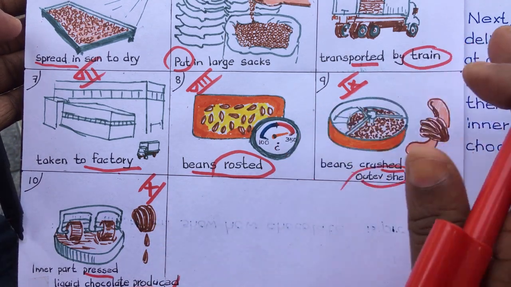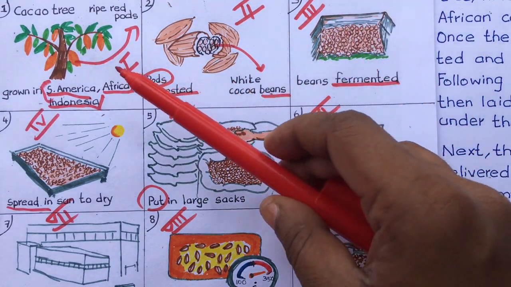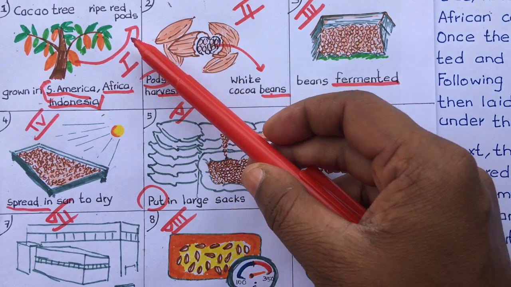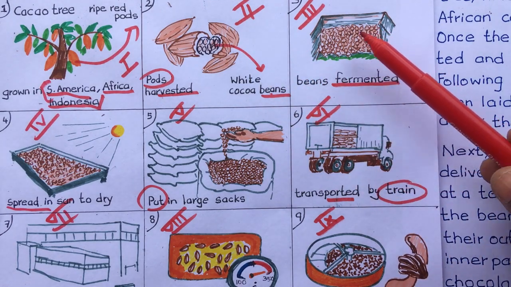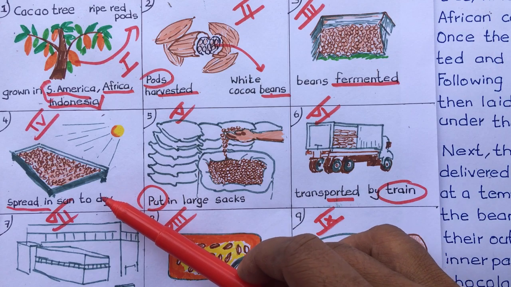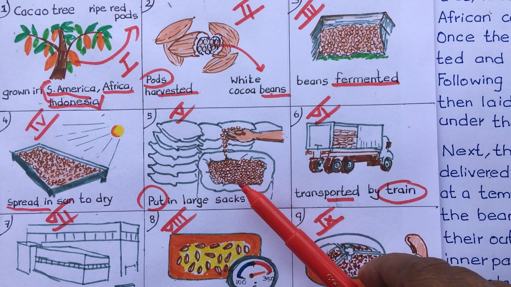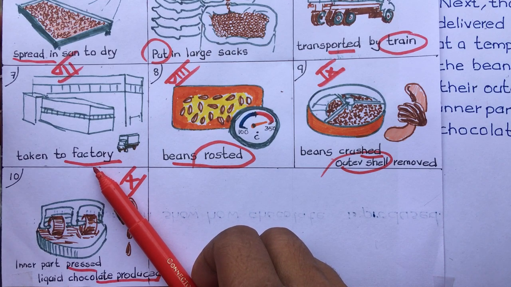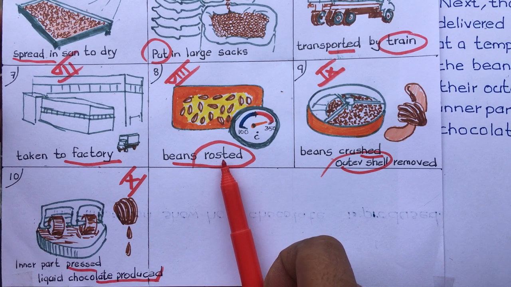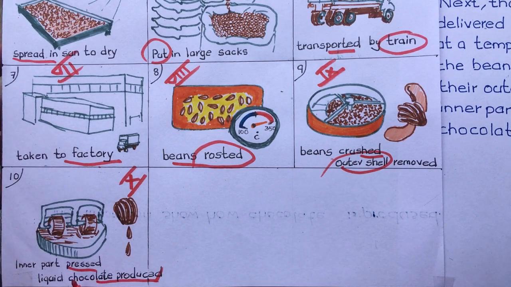So this is our diagram. I'll explain how it is done. What happens when the cocoa tree is produced? The red pods are taken and the white cocoa beans are taken out for processing, and then the beans are fermented and spread in the sun for drying. Then the beans are put into sacks and transported by train, and taken to the factory for further processing. There the beans are roasted and then the outer shells are crushed, and the inner parts are pressed and the chocolate is produced.